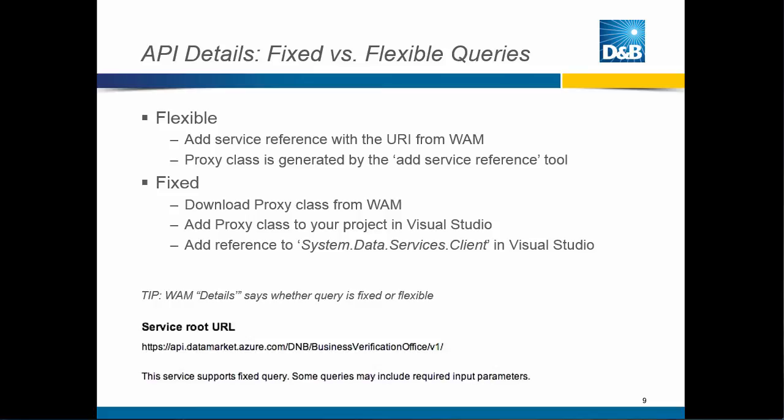Fixed, which is what I demonstrated here, was a little bit less intuitive, and that's actually one of the reasons I made this video. You download the proxy class once you've subscribed, and then you add it to Visual Studio, you add the reference to System.Data.Services.Client in Visual Studio, and then you write that business class that I just demonstrated. And this shows you in Windows Azure Marketplace, the details section for the particular offer says whether the query is fixed or flexible. And it just shows you on the screenshot an example of this on the bottom.